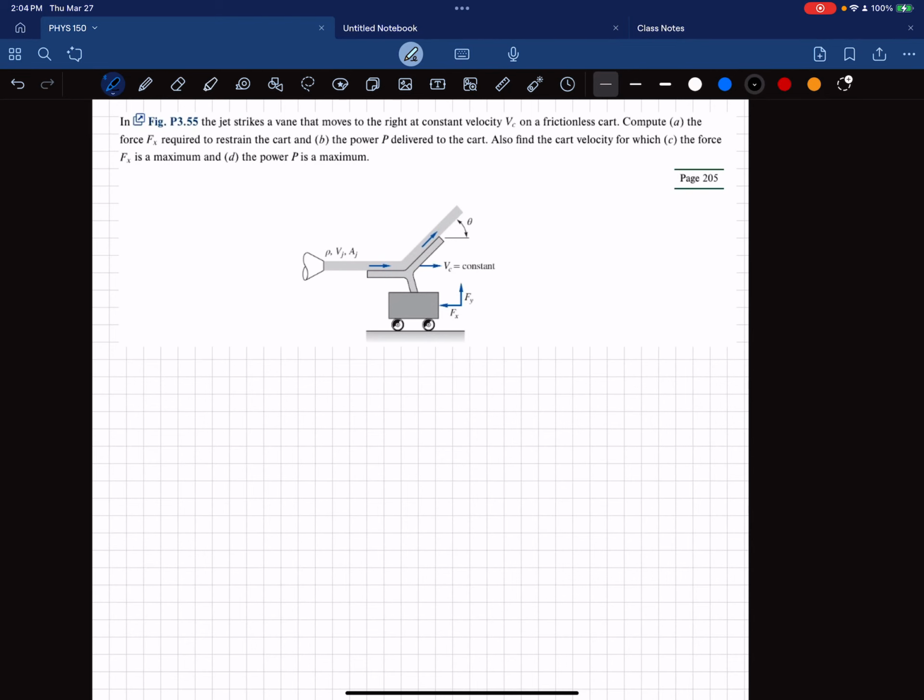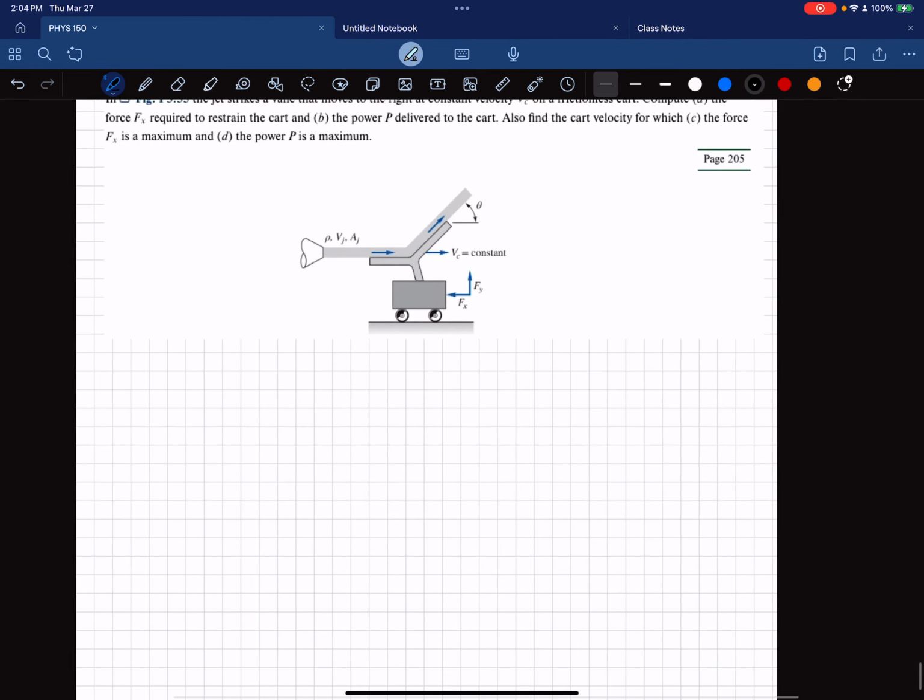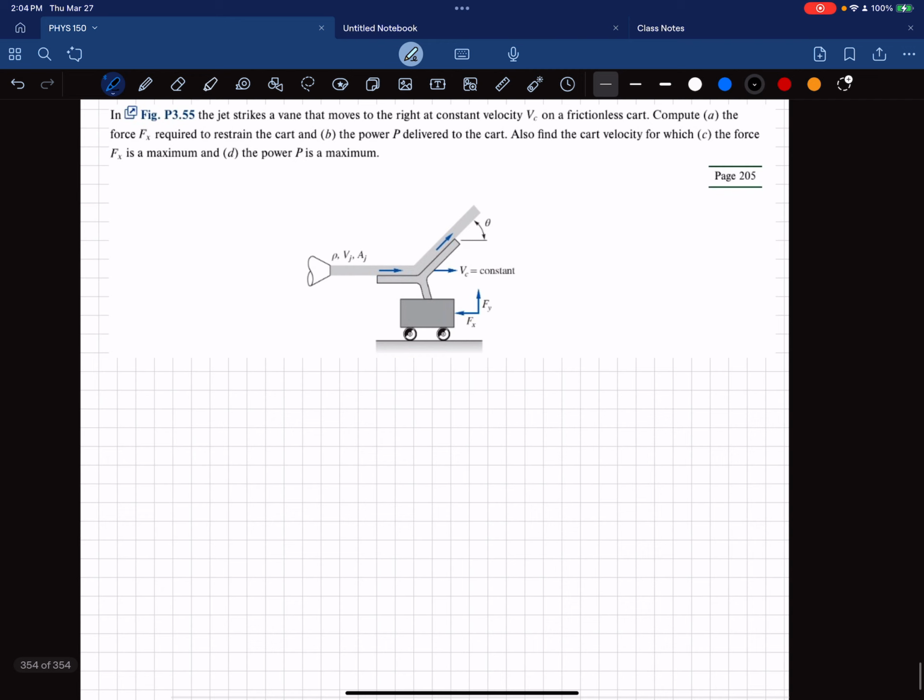This video explains the solution for problem 355. As you can see, a jet strikes a vane located on a cart. The vane has an incoming angle of 0 degrees, and then it is angled to theta degrees to horizontal. The jet strikes it, slides through the vane angle, and exits here.